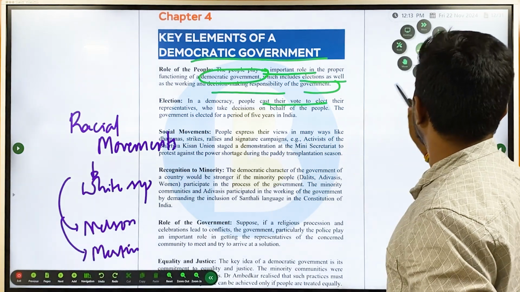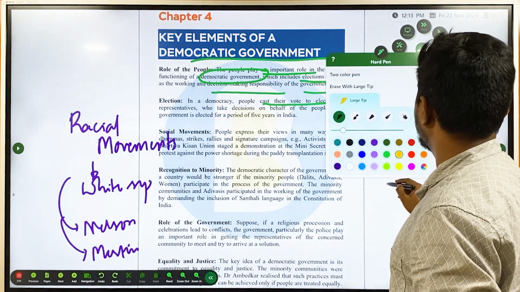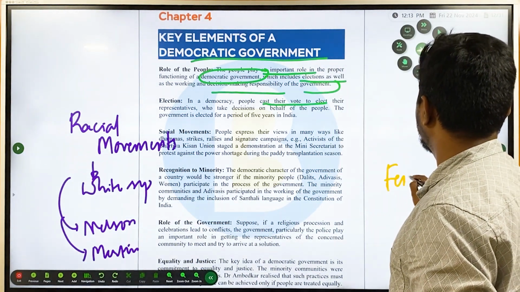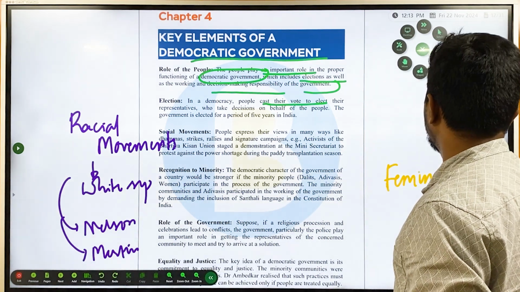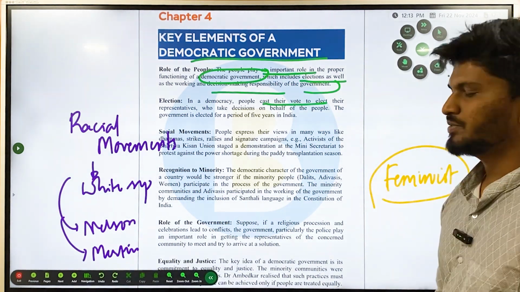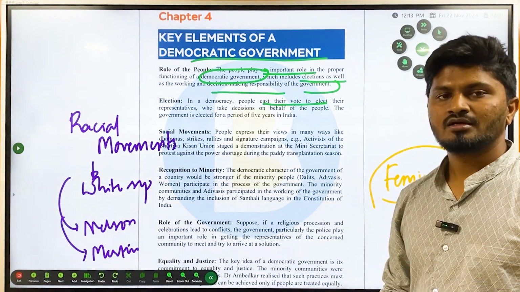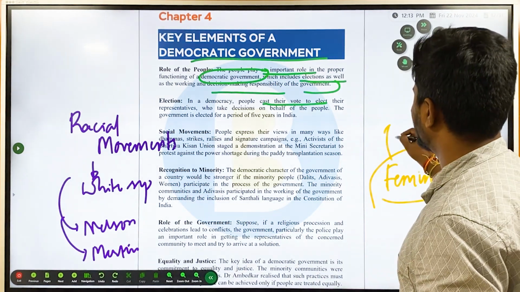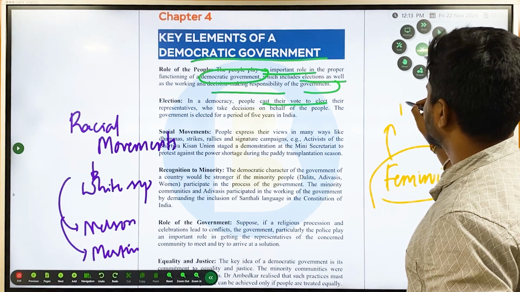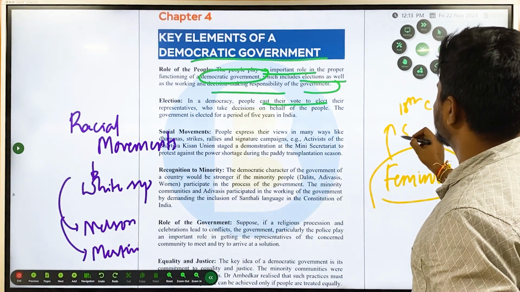We can also talk about feminist movements. These feminist movements fought for the rights of women, the right of females to have equal footing with men or males. Examples in the 18th century, this was led by Simone de Beauvoir, or Virginia Woolf.